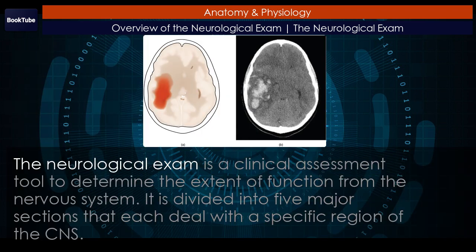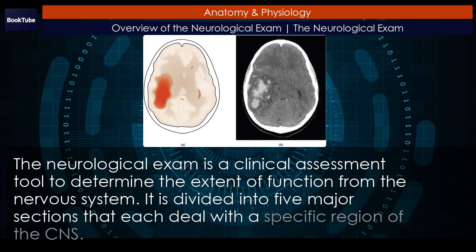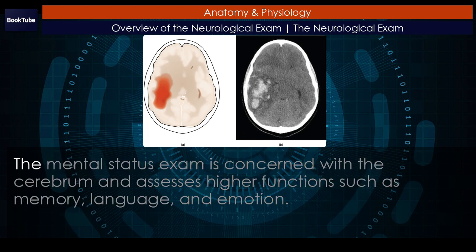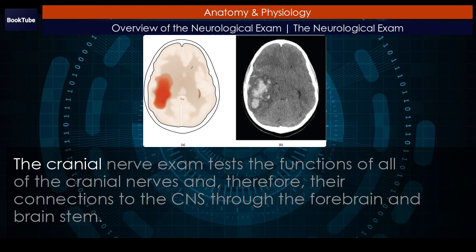Chapter Review. The neurological exam is a clinical assessment tool to determine the extent of function from the nervous system. It is divided into 5 major sections that each deal with a specific region of the CNS. The mental status exam is concerned with the cerebrum and assesses higher functions such as memory, language, and emotion. The cranial nerve exam tests the functions of all of the cranial nerves and, therefore, their connections to the CNS through the forebrain and brainstem.